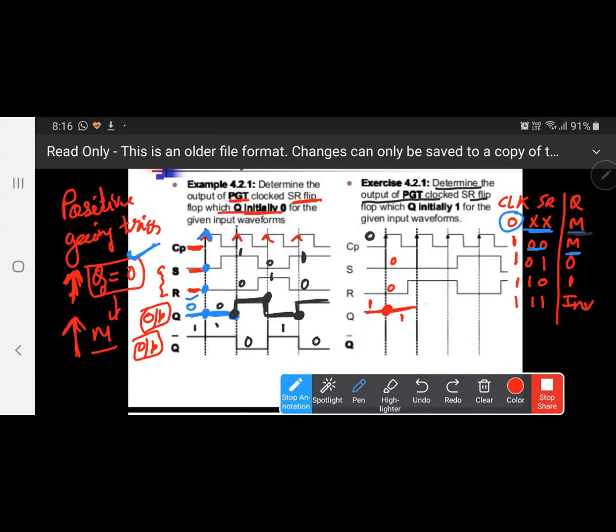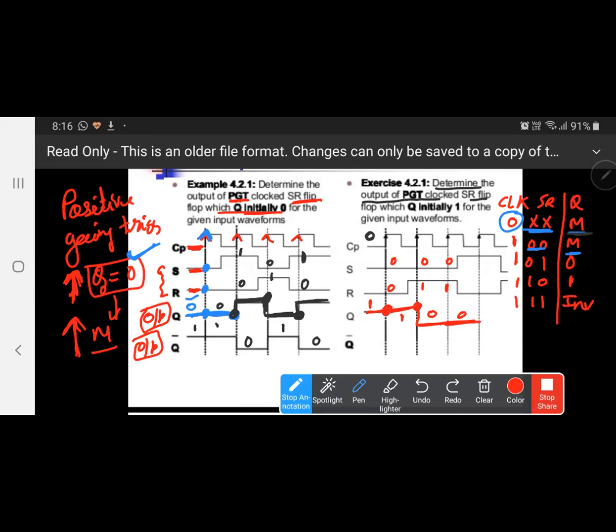Then again it is time to change the result. So what is the value of S? 0. What is the value of R? 1. So yes, reset. So 0. Now here it is 0 and this is 1 at that instant, so 0, again 0.